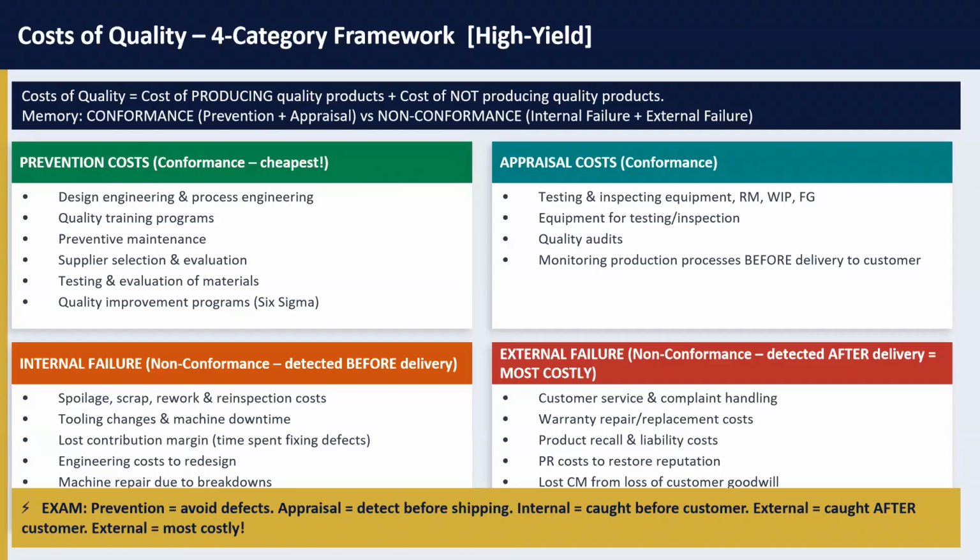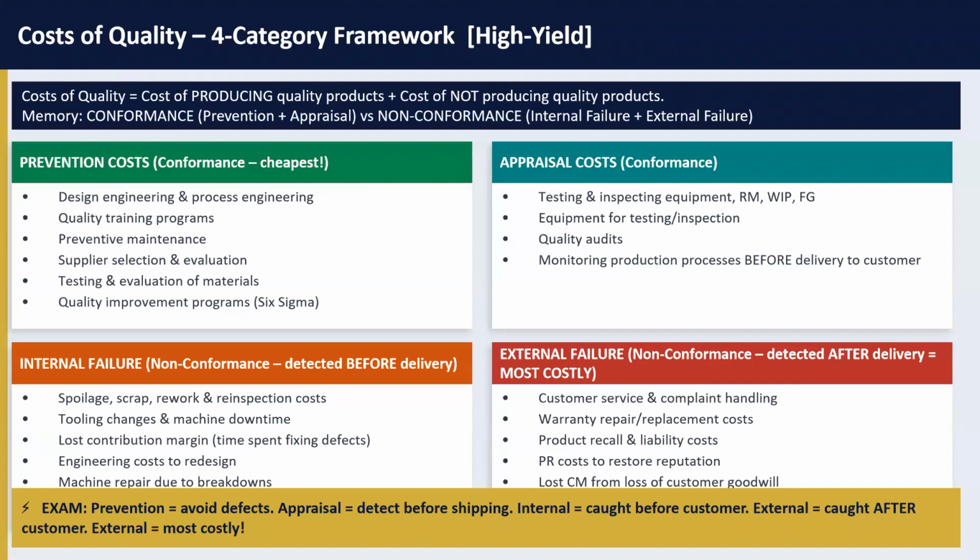What happens in internal failure? Spoilage, scrap, rework, re-inspection costs, then tooling changes and machine downtime, lost contribution margin. Why lost contribution margin? You have already produced the product and after that you are realizing that it has defects. So again you should correct that product, right? That will require a lot of time. That is lost contribution margin. And engineering costs to redesign. So internal failure cost will contain words like rework, re-inspect, redesign. From that, you will have to find out.